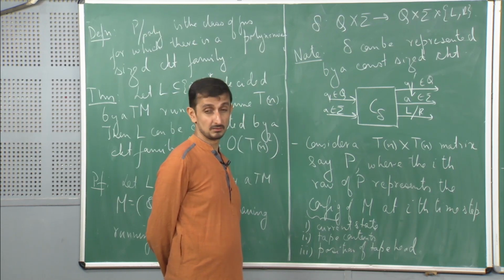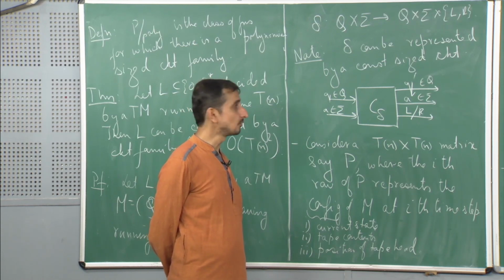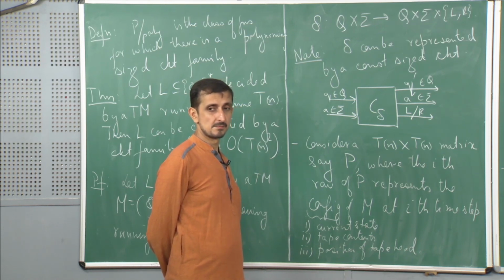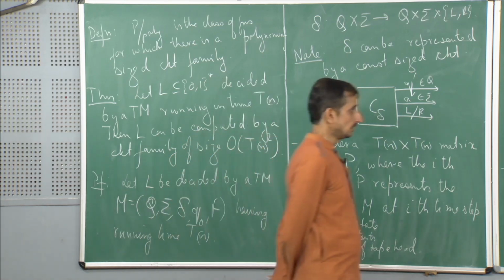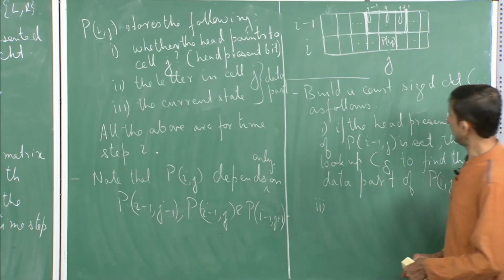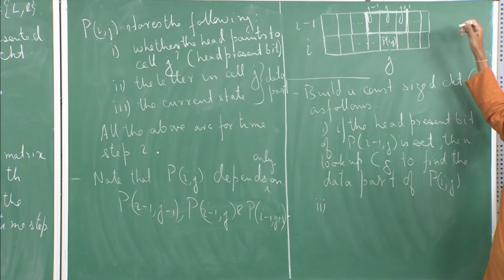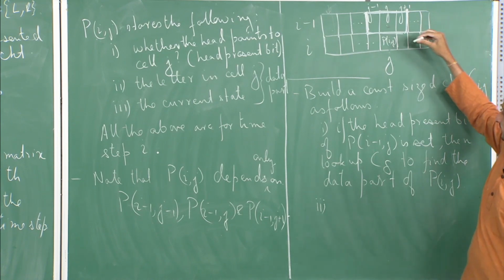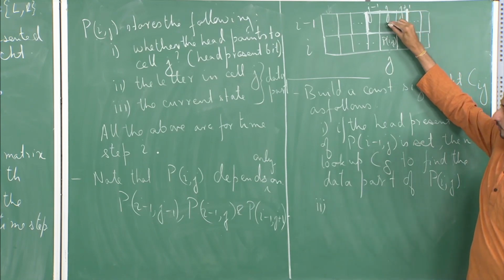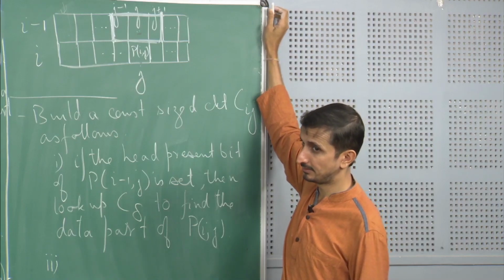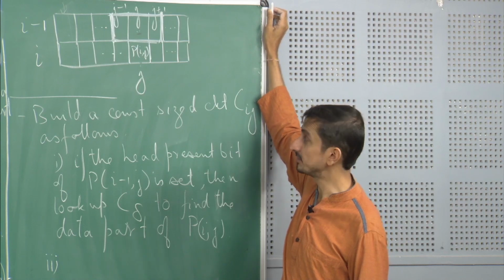So, if the C delta gives me left, C delta on what? Whatever the P(i-1, j) contents are, if on that content the C delta outputs left, then the Pij content remains intact. No. So, if the head present bit of this is set, okay, which means that, P(i-1, j), okay. No, not j minus 1, P(i-1, j).